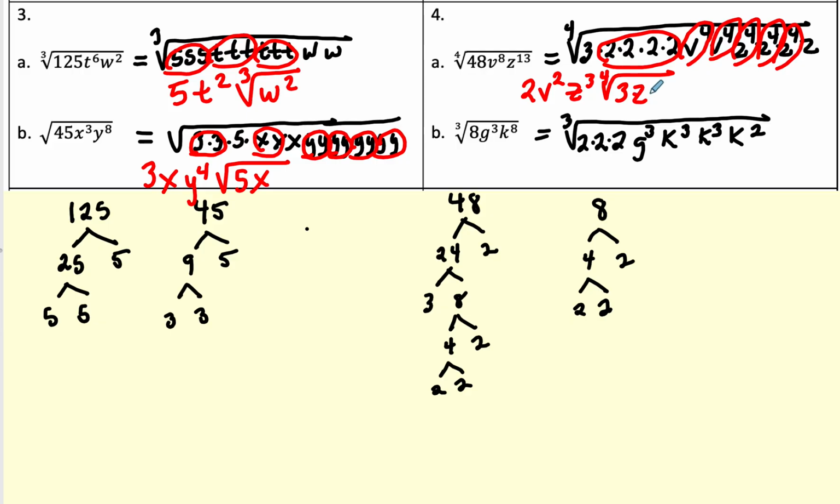Over here, we're doing groups of 3, and I left it to a power of 3, so I didn't have to write so much. And I'm going to have a 2, a g, there's 2 groups of k's, and then this is a cube root, and then this is k squared.